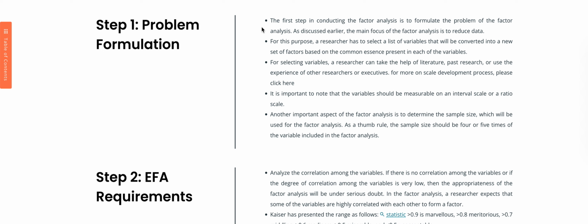For selecting variables, a researcher can take the help of literature, past research, or use the experience of other researchers or executives, for more on the scale development process. It is important to note that the variables should be measurable on an interval scale or ratio scale. Another important aspect of the factor analysis is to determine the sample size which will be used for the factor analysis. As a rule of thumb, the sample size should be 4 or 5 times the variables included in the factor analysis.